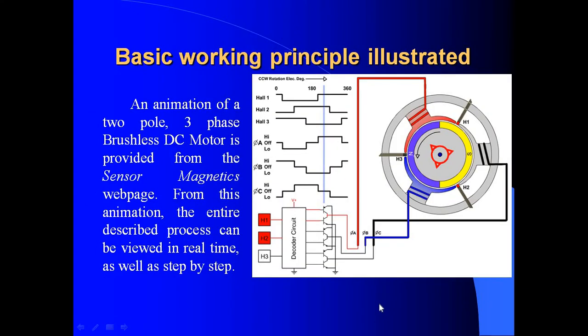Basic working principle illustrated. An animation of a 3-phase brushless DC motor is provided on the sensor magnetic web page. From this animation, the entire process described can be viewed in real time as well as step by step.